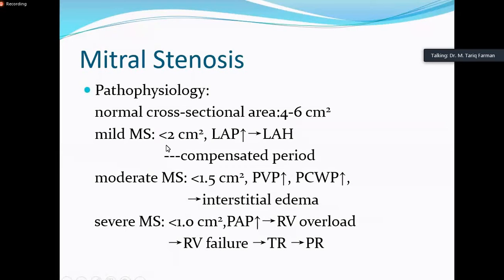So progressive MS is when the mitral valve area is more than 1.5 centimeters square. 1 to 1.5 centimeters square, it's severe MS. And if the valve area is less than 1.0 centimeters square, it is very severe.